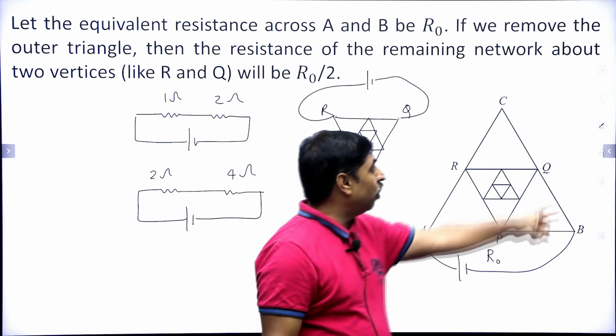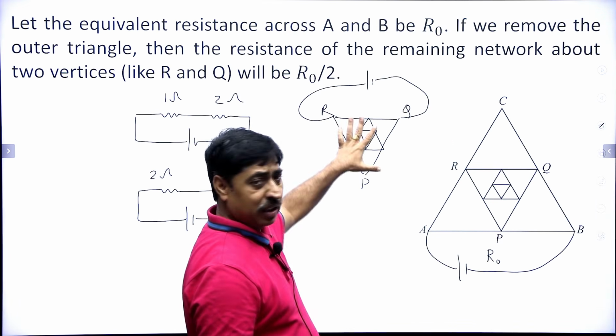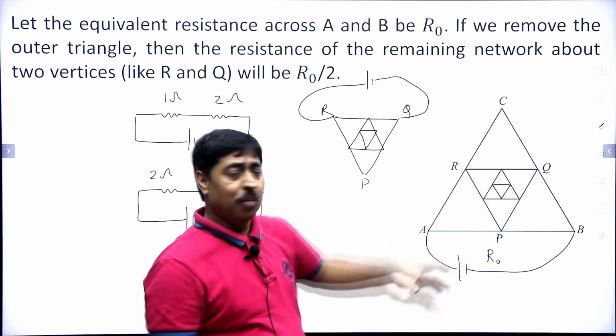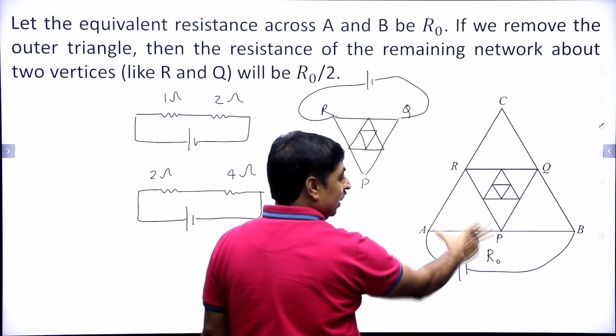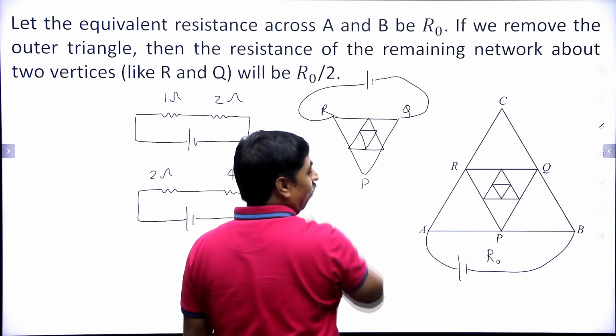So, if I remove the outermost triangle, we are left with a circuit which looks like this only, but length of this side is half the length of this side. So, if resistance is 1 ohm here, then it will be half ohm here.